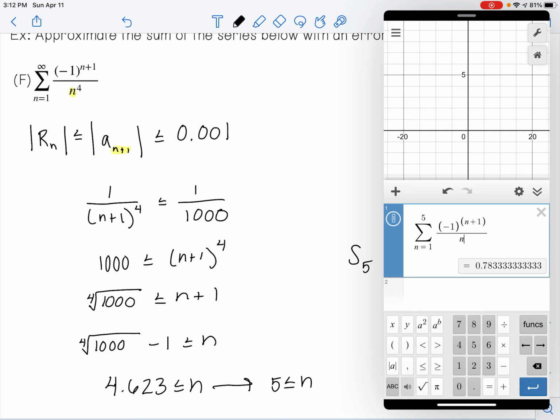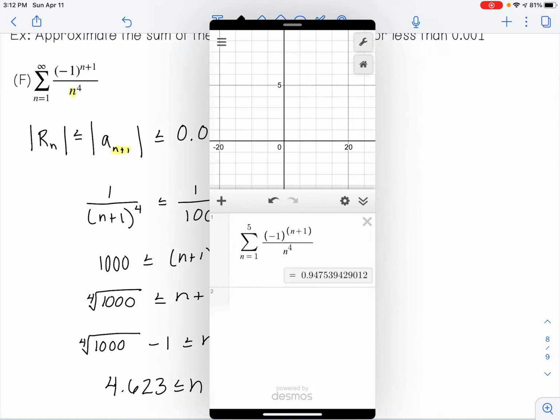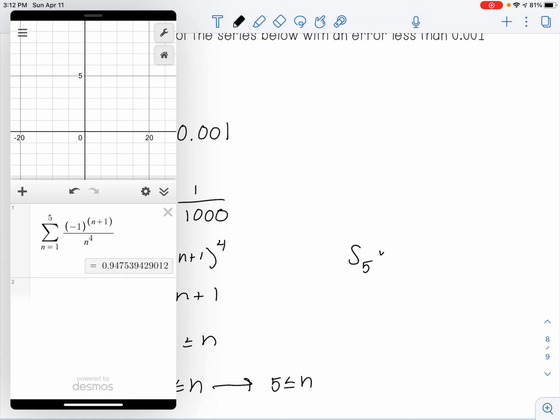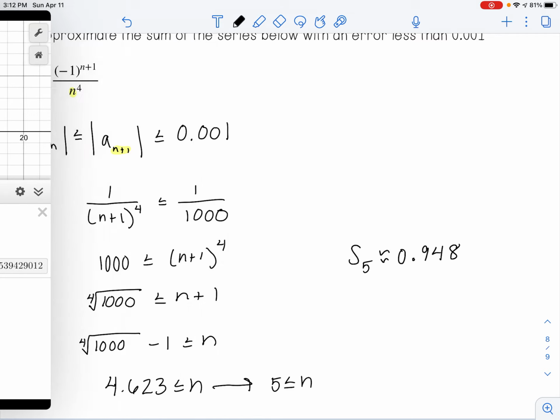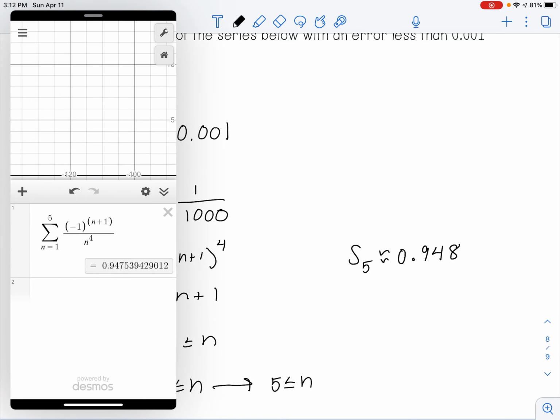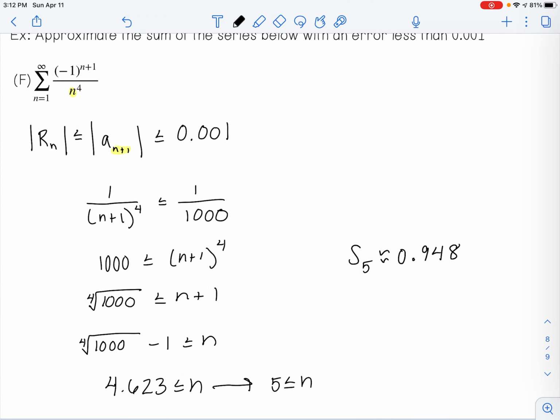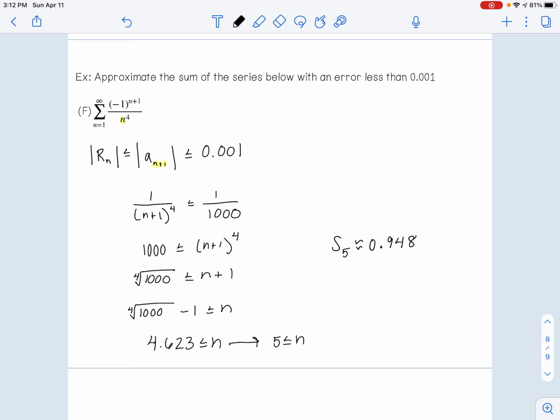And not n factorial, we're going to do n raised to the 4th power. And that's going to be equal to 0.948. So if we want to approximate the actual sum of the series to within an error of less than 0.001, we would use the approximation of 0.948.